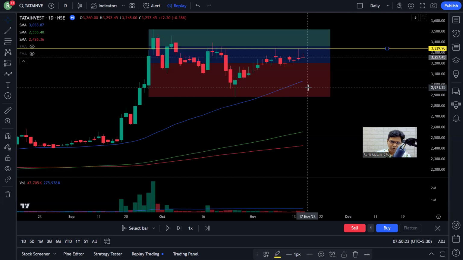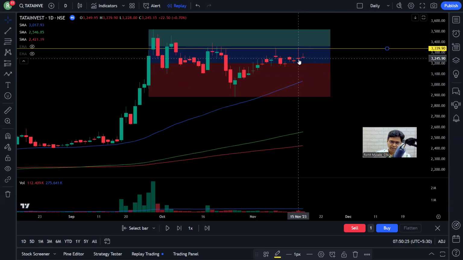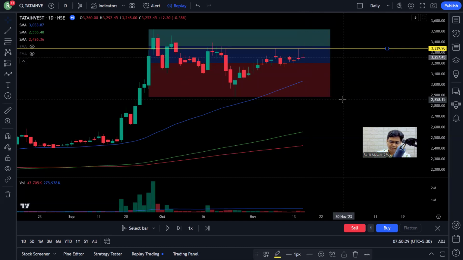Next, the icing on the cake is there is a mother baby candle combination here. So this is an inside bar as per Western technical analysis.